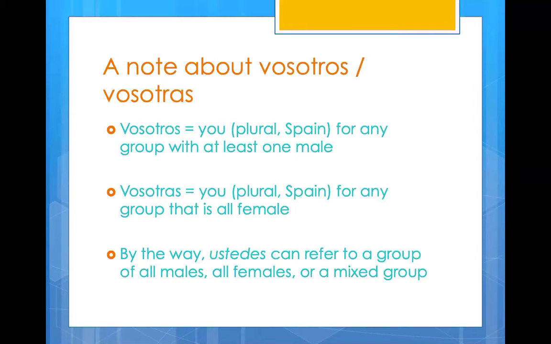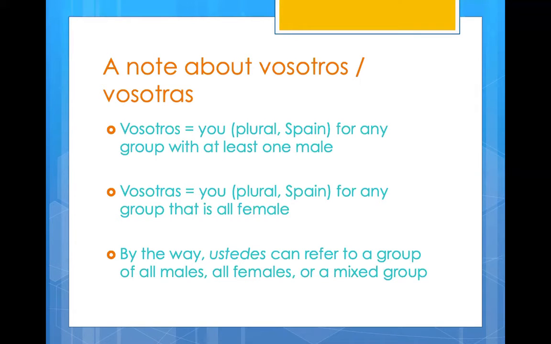It could be a group of 5 people and 2 of them are male and 3 of them are female. It could be a group of 100 people and 1 of them is male and 99 are female, and we would still use vosotros when talking to those groups in Spain.